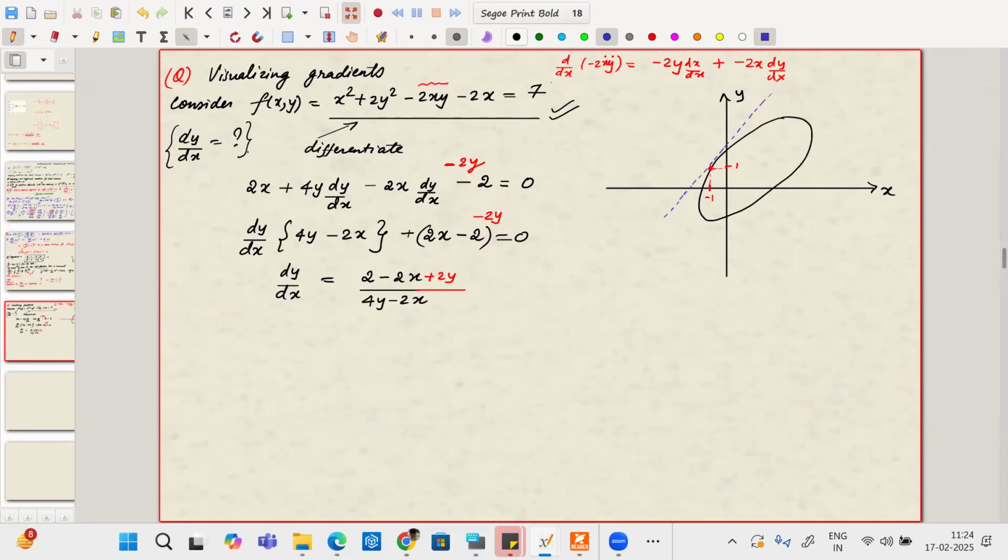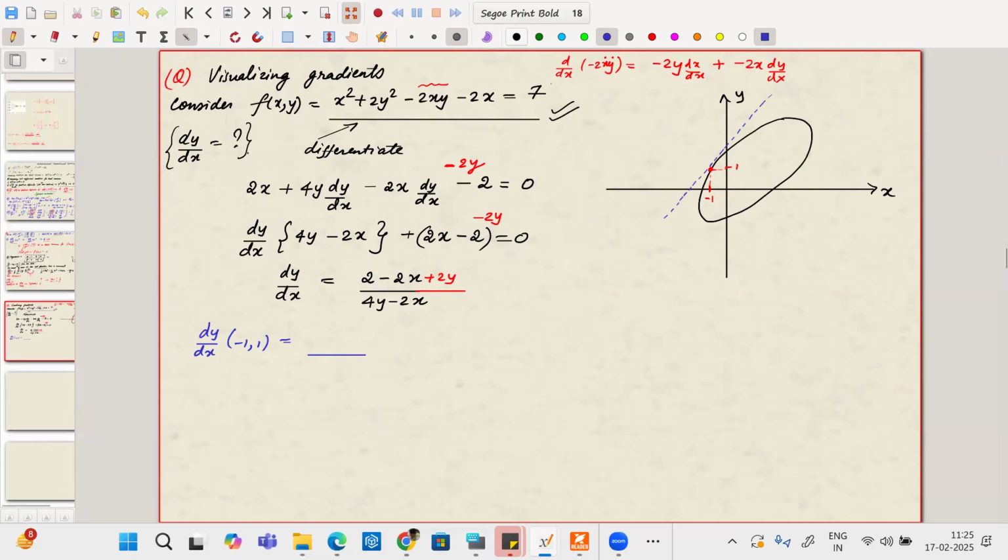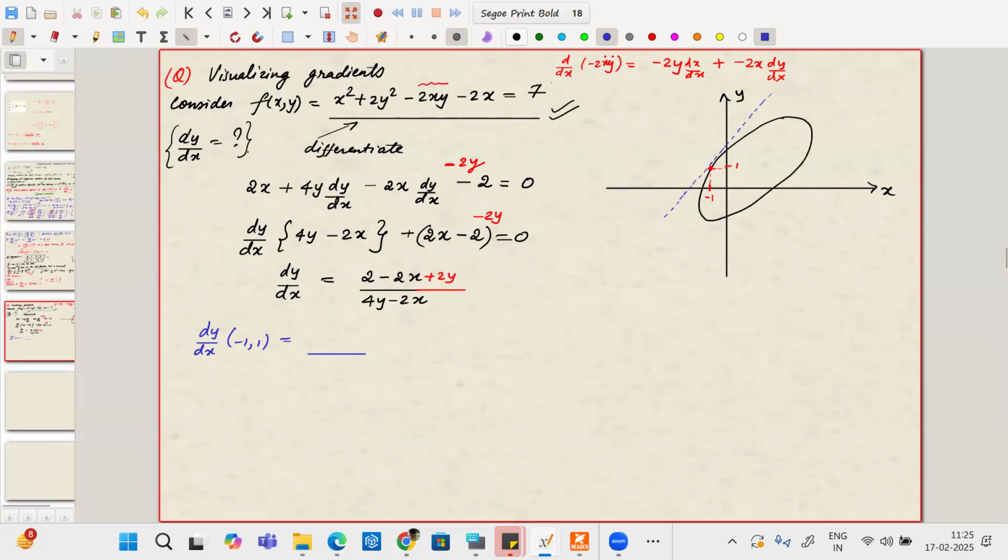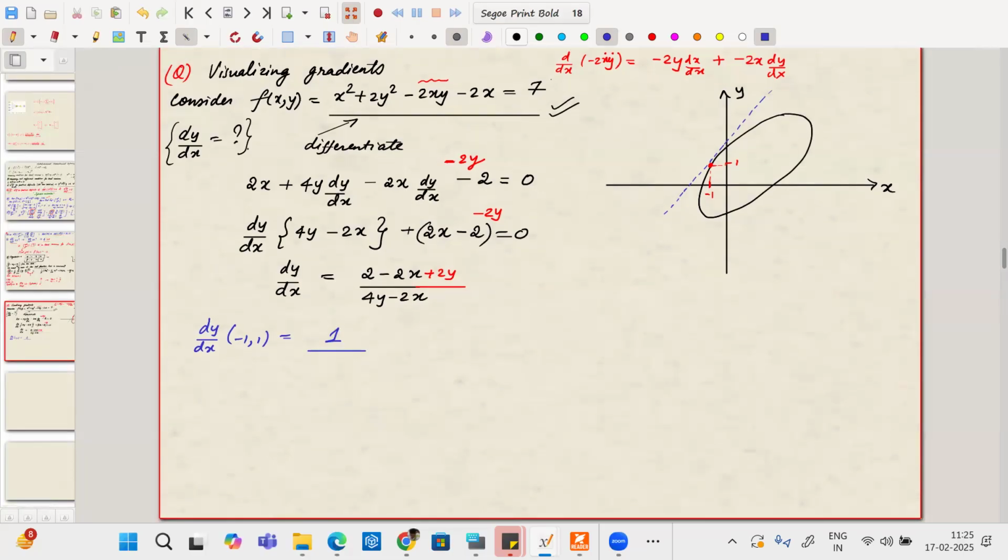Understood, right? So dy by dx at minus 1 comma 1 is equal to what? What value? Can you tell? What's the value? So you're getting 1. Dy by dx at minus 1 comma 1 is 1. That means it matches your intuition. It makes a 45-degree line. I hope you agree.